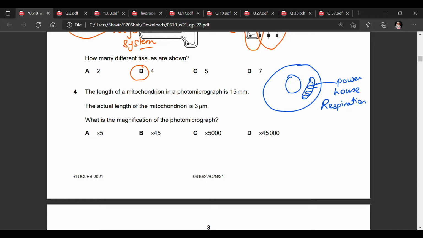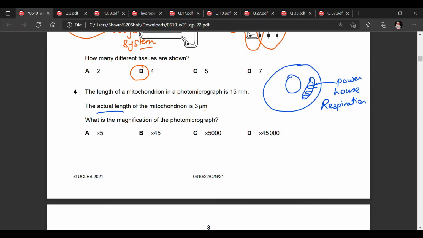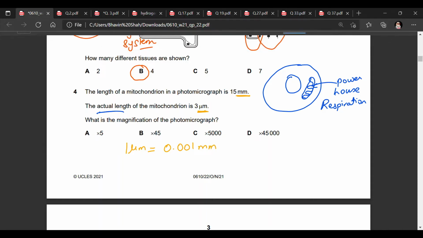The length of the mitochondrion in the photograph is 15 millimeters, and the actual length of the mitochondrion is 3 micrometers. We have to look at the details over here, that there are two different units which are provided. One is in millimeters, one is in micrometers. So there needs to be a conversion. As we know, 1 micrometer is equal to 0.001 millimeter. So the conversion is going to be accordingly, and we are talking about the formula for magnification.